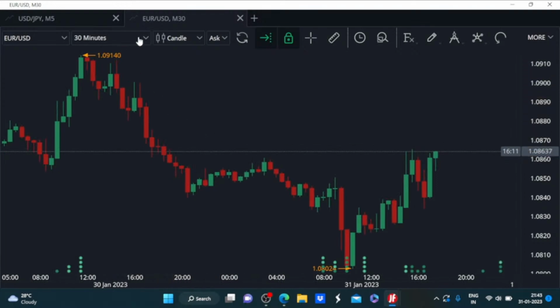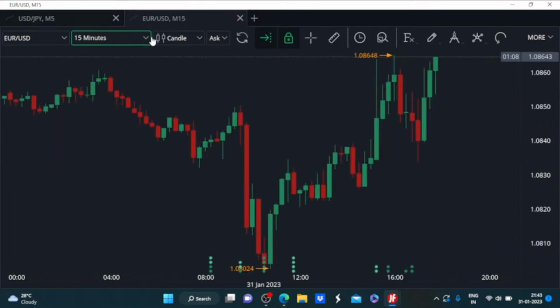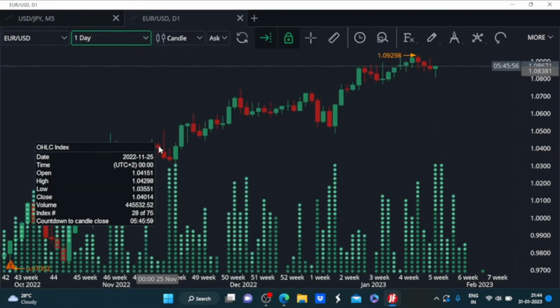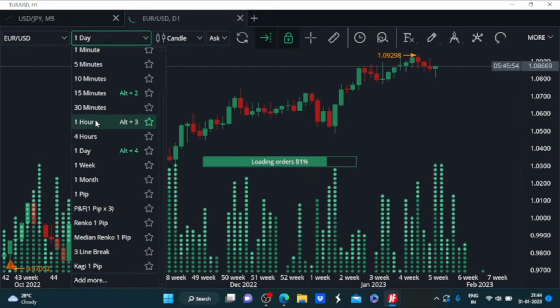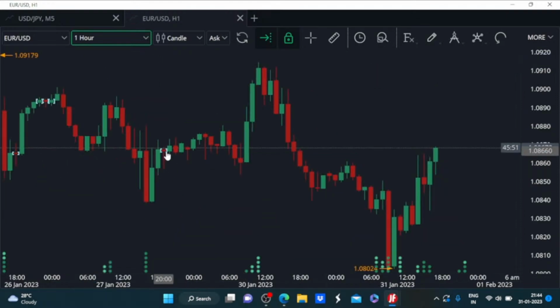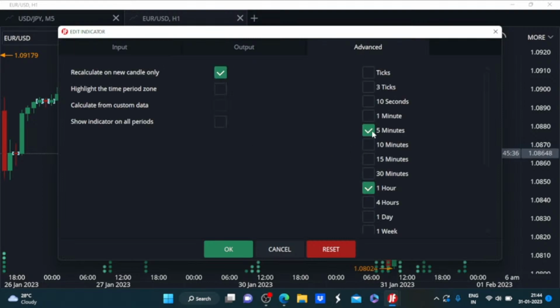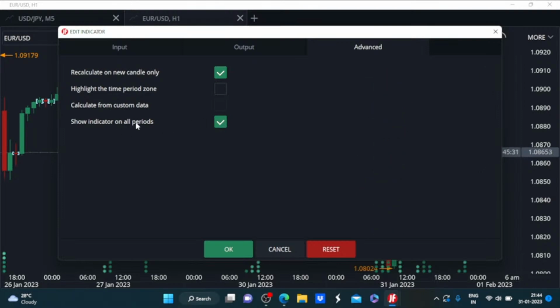Same thing applies for 15 minutes or any other candle period for that matter. So you have to specify on which candle period you want it available, and only on that particular candle period it will be available. So it makes it easier for you to have multiple pattern recognition applied on different time frames to gather more data points to trade with, so that your trading becomes much more effective. So that's how this system works. So now I am reverting back to show indicator on all periods.